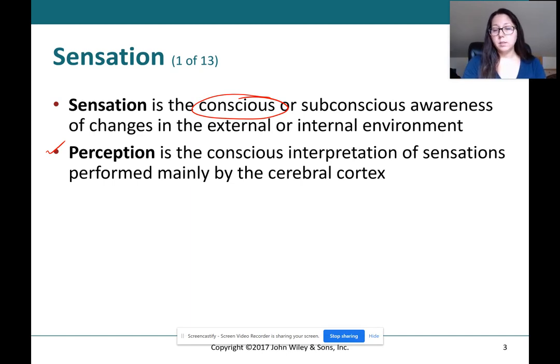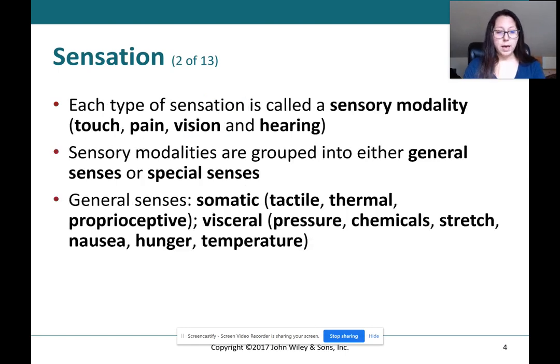So not all sensations make it all the way to the cerebral cortex. Some of them only go to the spinal cord, like we learned about in reflexes, or to the brainstem, but some do go all the way up into the cerebral cortex, and then we will perceive them. We'll have perception. Each type of sensation is called a sensory modality. So here we have 4: touch, pain, vision, hearing.